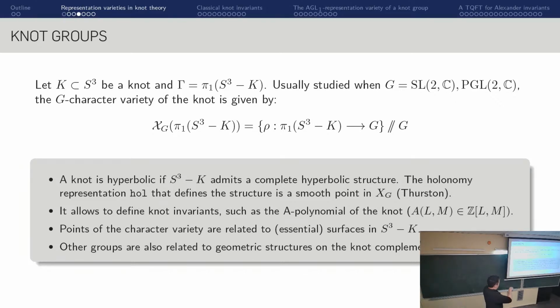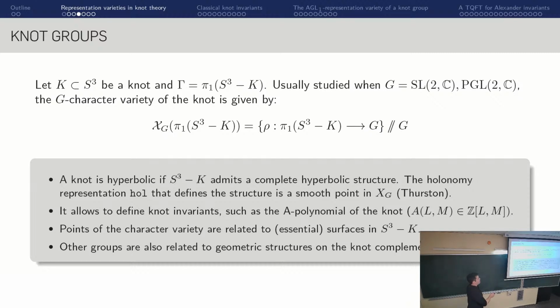And then I'm not gonna revisit these topics, but many things have been done. You can define knot invariants such as the A polynomial, which is a polynomial in two variables, which is defined looking at a certain subgroup of pi1, which is the peripheral subgroup, and looking at the eigenvalues of the representations of the peripheral subgroup. And then the geometry and the topology of the 3-manifold S3 minus K, the complement of the knot.